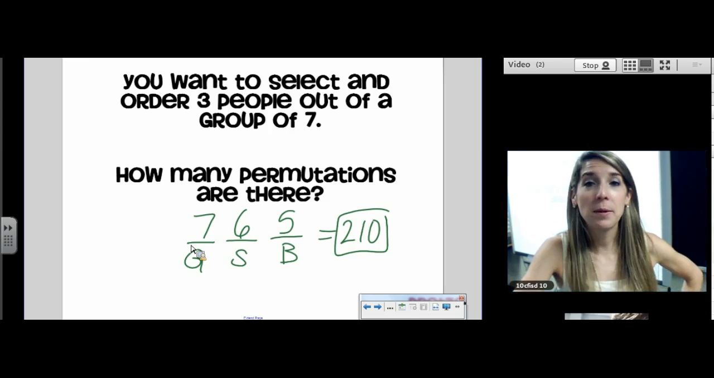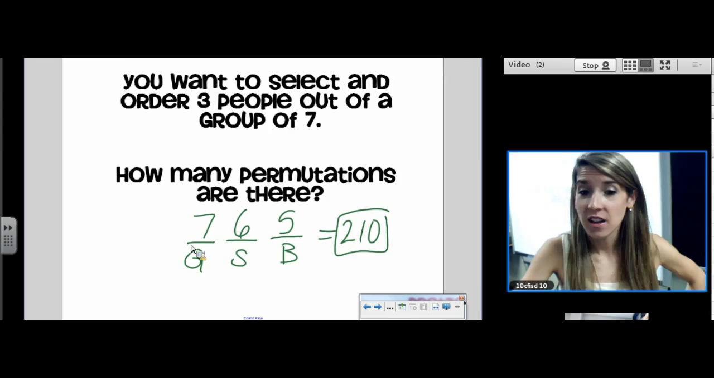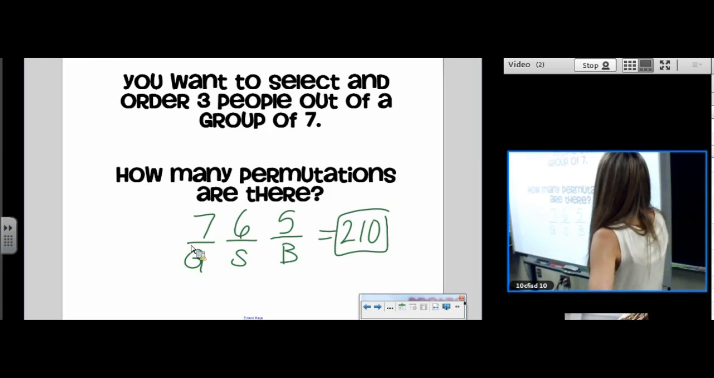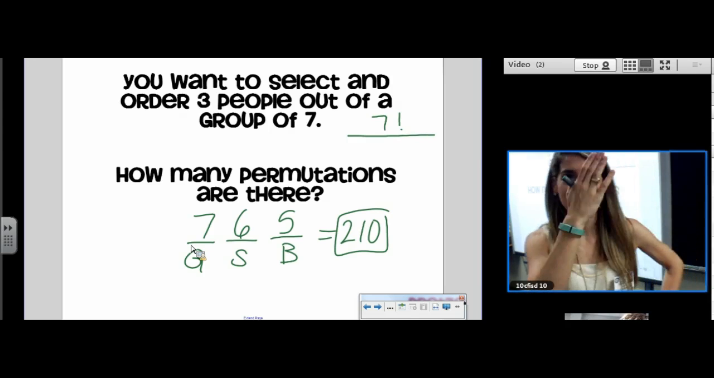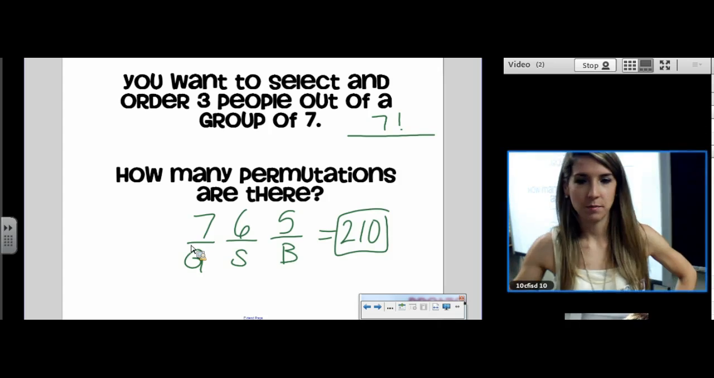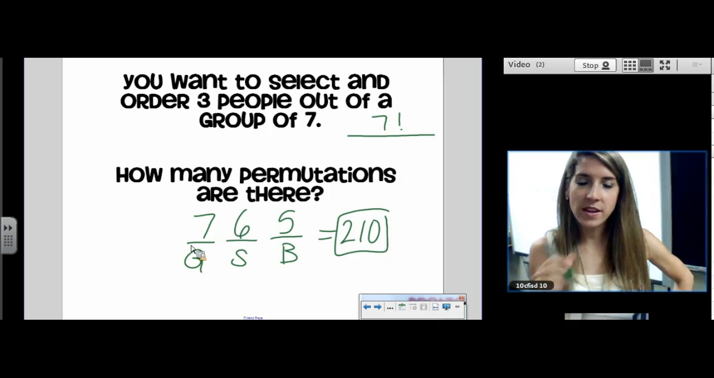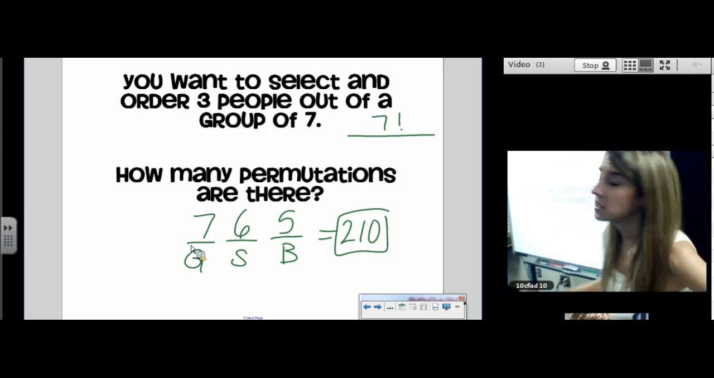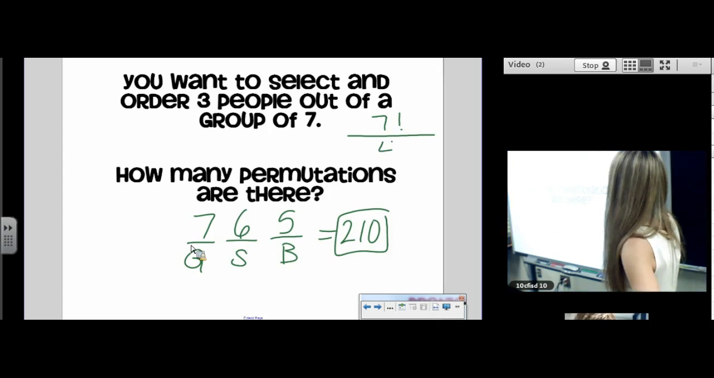Now, could we write this as an actual equation using factorials? We can absolutely write this as an equation using factorials. My numerator would be 7 factorial because there's 7 different people in my group. What would the denominator be? The denominator would be the losers. It'd be the people that don't get a medal. So the denominator would be 4 factorial.